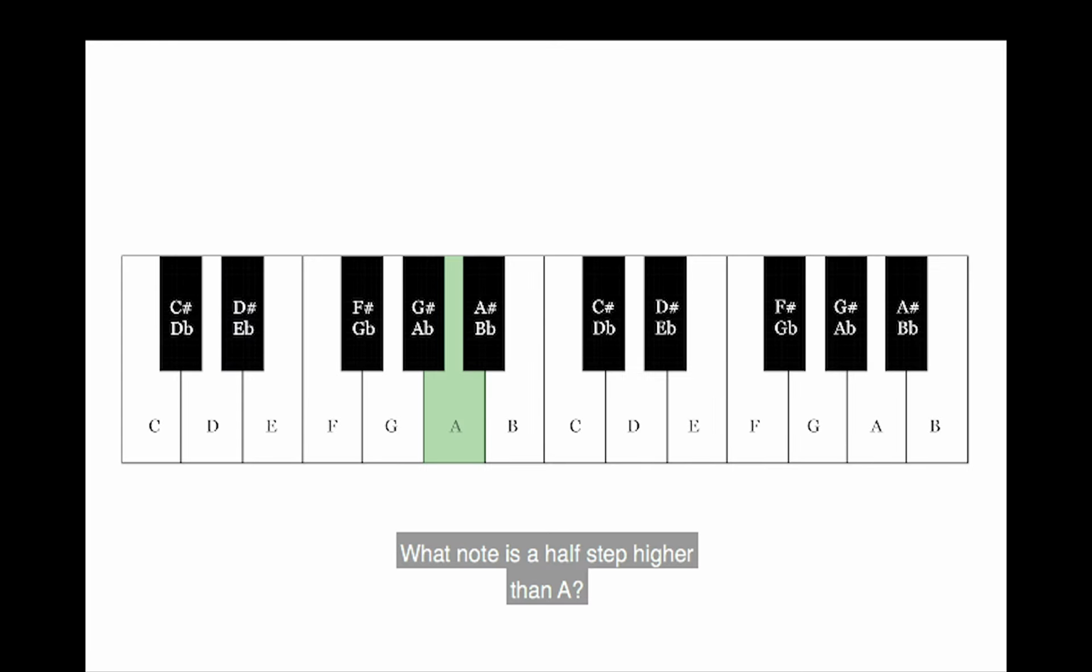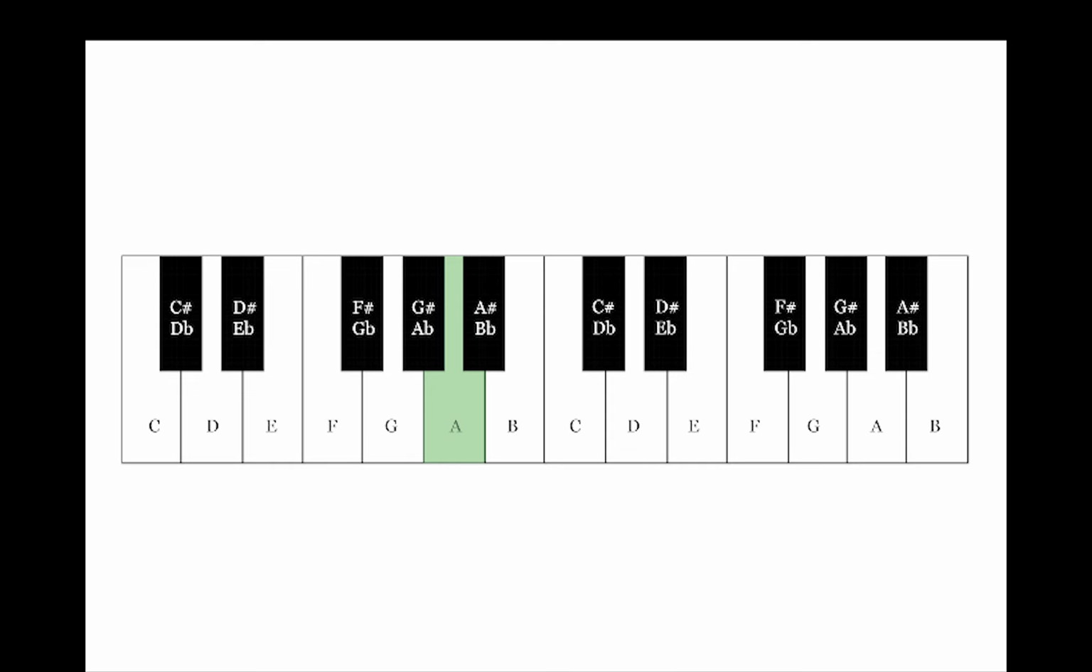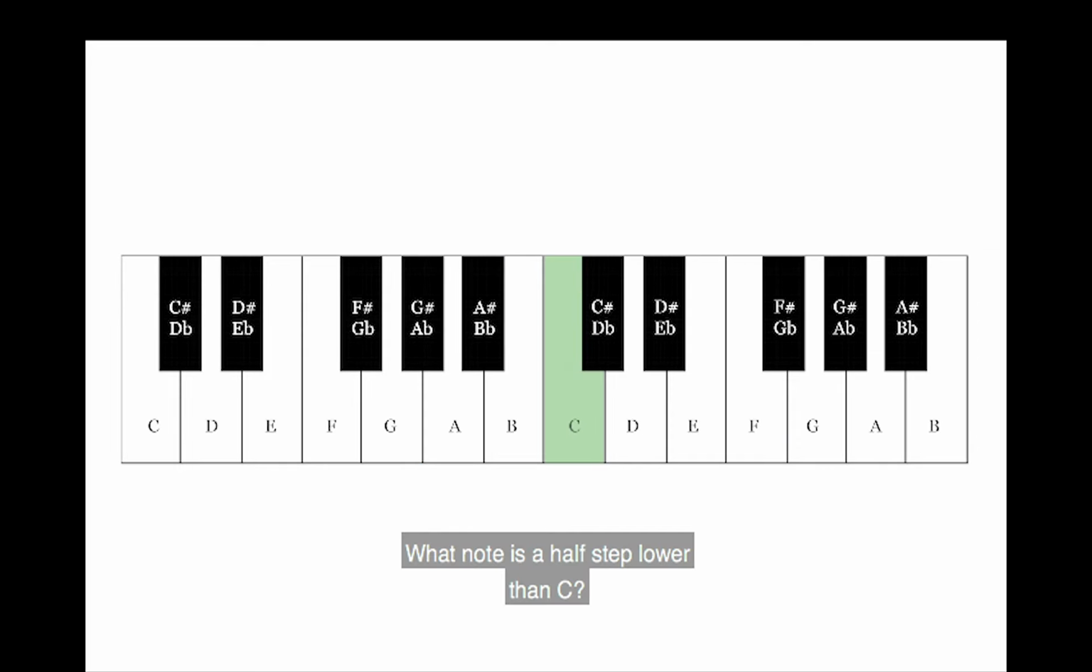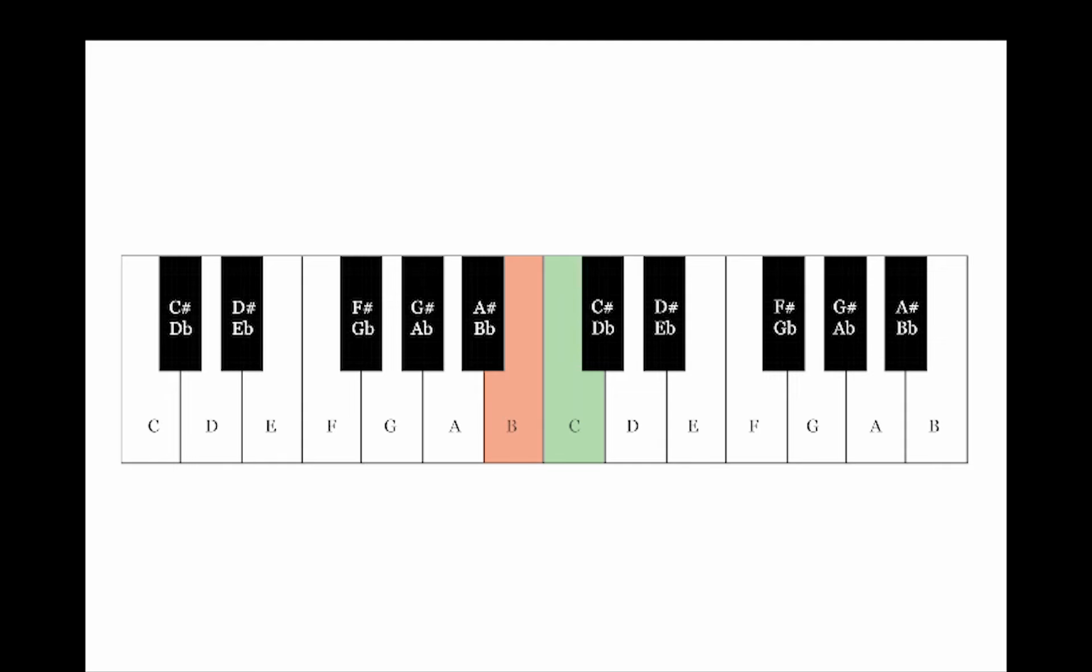What note is a half step higher than A? Find A on the piano. The note closest to it, to the right, since we're going higher, would be A sharp. What note is a half step lower than C? Find C. The note closest to it, to the left, since we're going lower, is B.